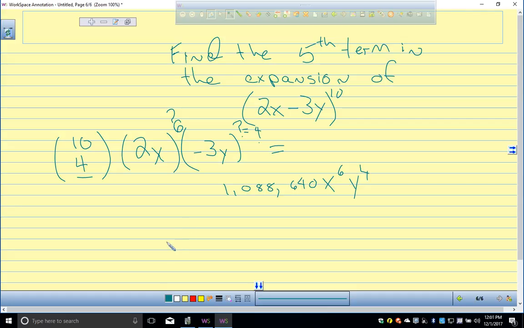So you can figure out 10 combination 4 with your calculator, 2 to the 6th with your calculator, negative 3 to the 4th with your calculator, and multiply those all together. That gives you that coefficient, right? Okay? And that's how you do that stuff. And that's all, folks.